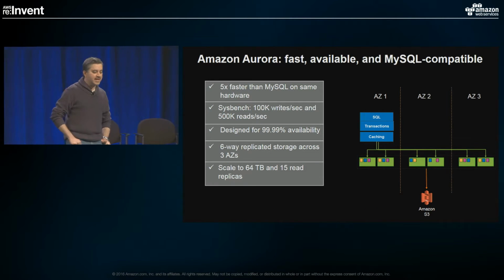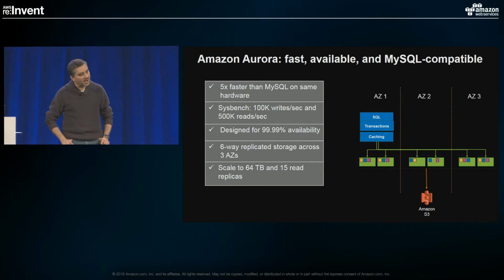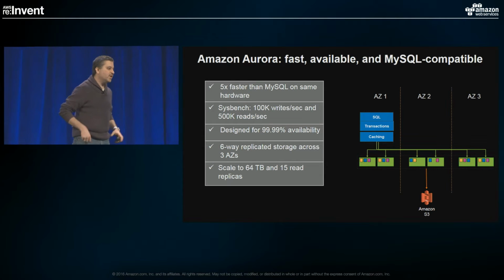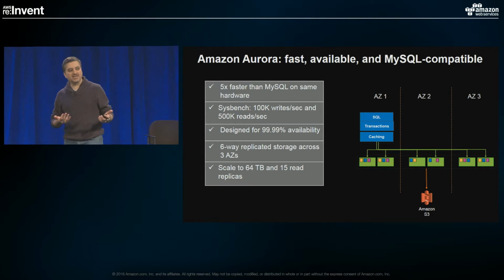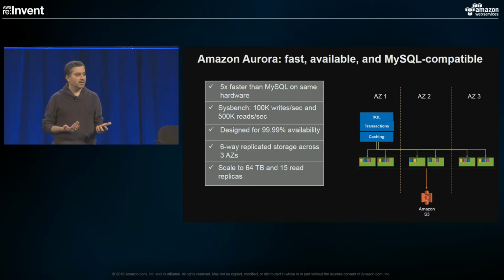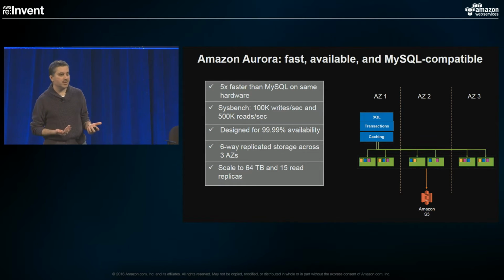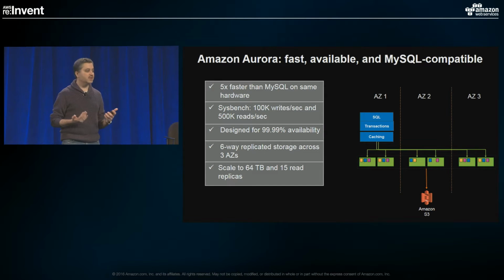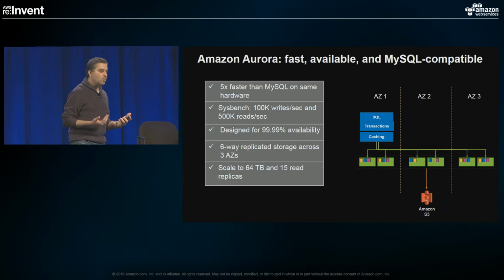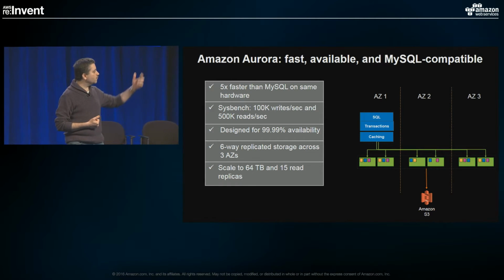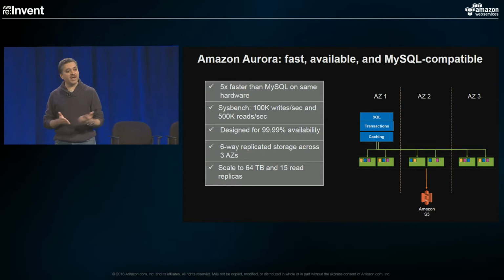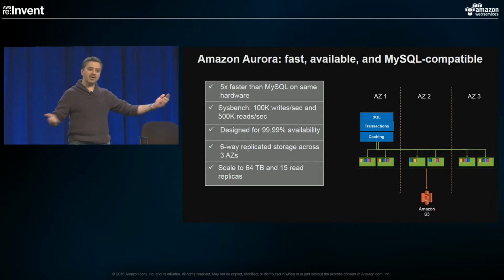Amazon Aurora is a fast, highly available, and fully MySQL-compatible database. When we say MySQL-compatible, this is not just a fork of MySQL. Aurora has been written from the ground up to support the necessary performance and high availability. How did we achieve that? We have decoupled the SQL and transaction layer from the underlying data layer.